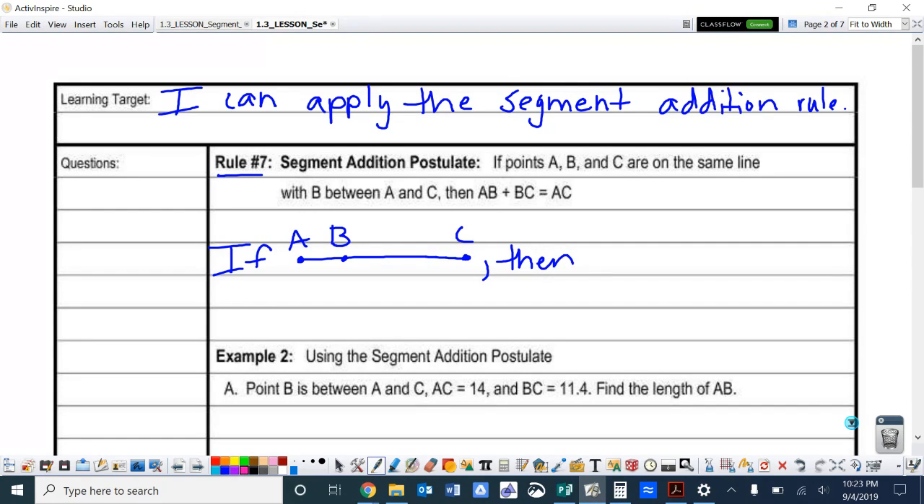Then it says that AB plus BC is equal to AC. So this is just saying part plus part equals whole. Let's practice.